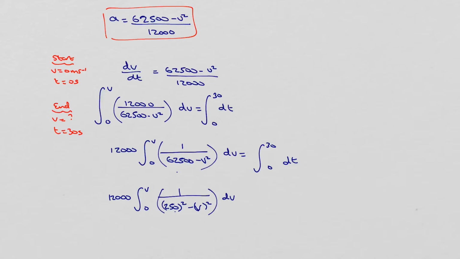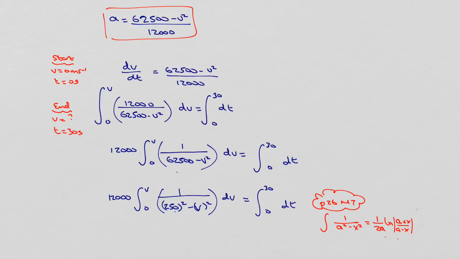So what we actually have is a very unusual integral, and this can be found on page 26 of your maths tables. So it's rare that we would actually use this. And what you'll see is 1 over a squared minus x squared. And when we integrate that, we get 1 over 2a natural log of a plus x over a minus x. So it would have cut a lot of students out in that year.